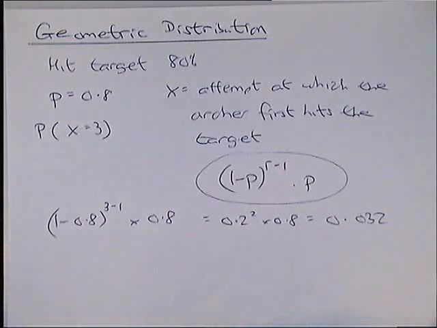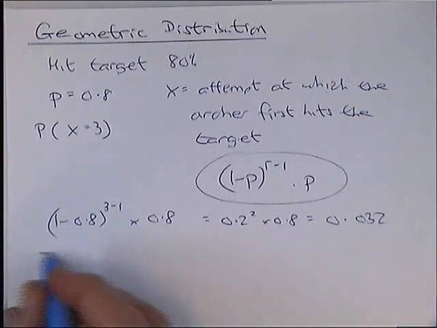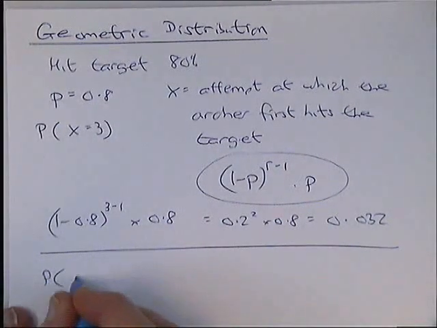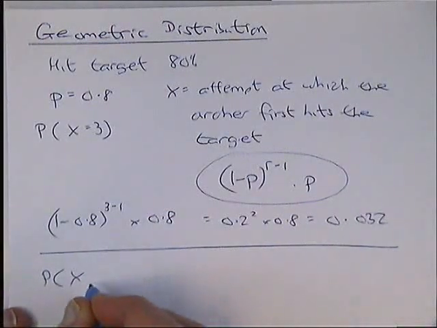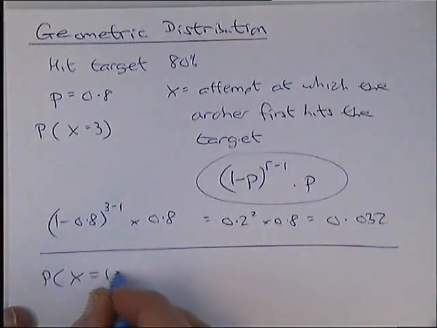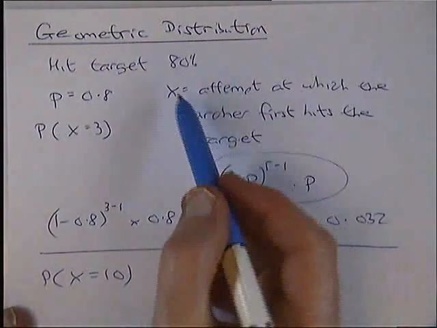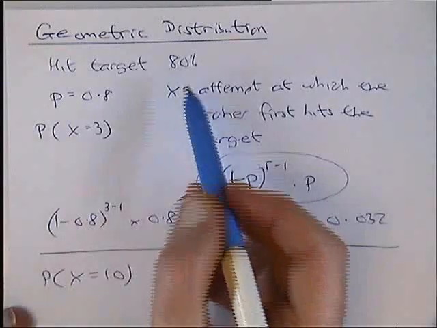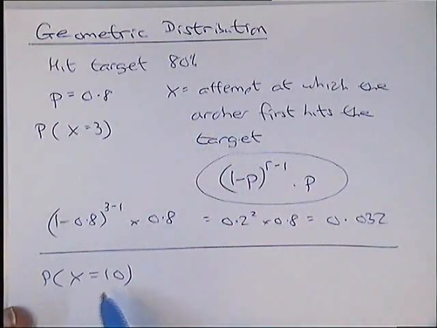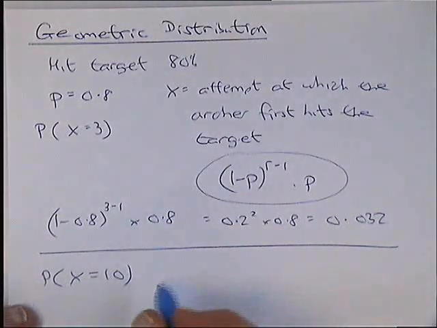If I work that out, I get 0.032. If I wanted to find out the probability the archer misses on the first 9 times and gets the first success on their 10th attempt, then that should be quite low, with an 80% chance of hitting it each time. x is 10 means he misses the first 9 times. That's going to be quite unlikely.